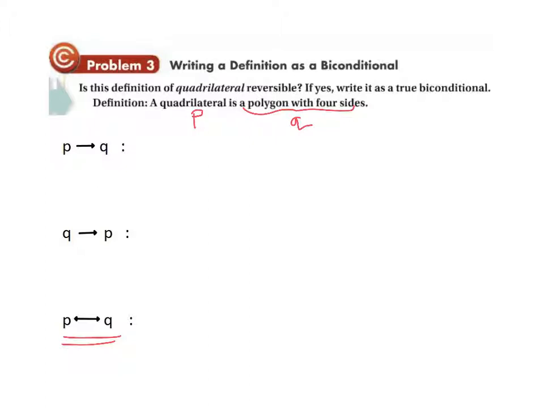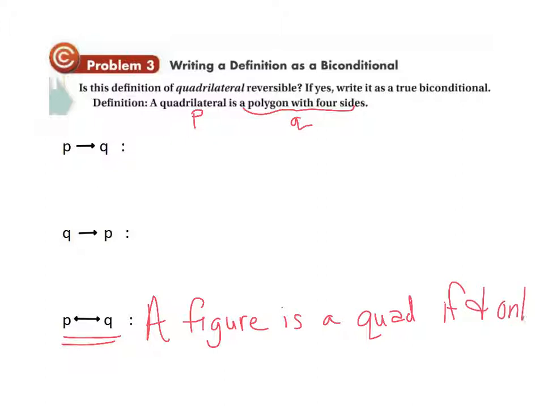All right, I'm going to move on. A figure, you sometimes have to put an extra subject in there. A figure, like we did on the last one, I kind of did that. A figure is a quadrilateral if and only if it is a polygon with 4 sides.